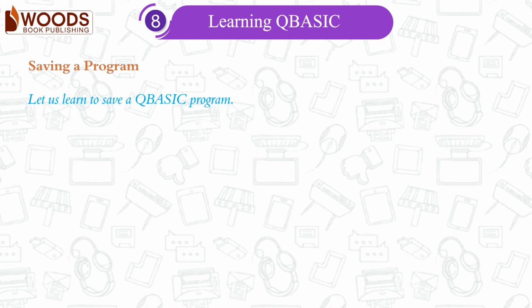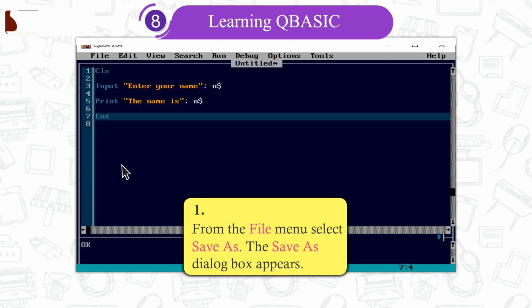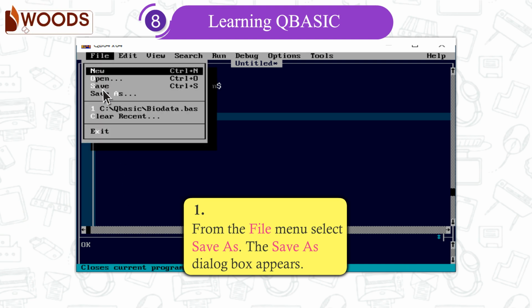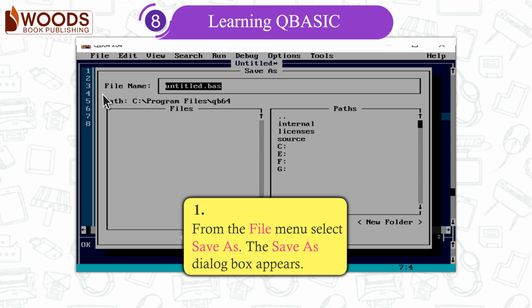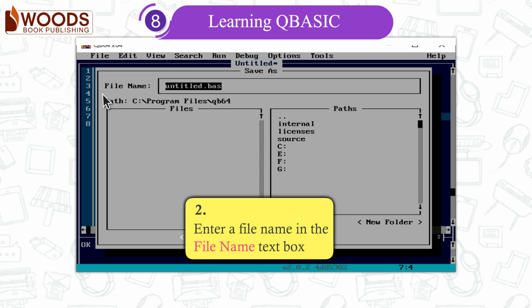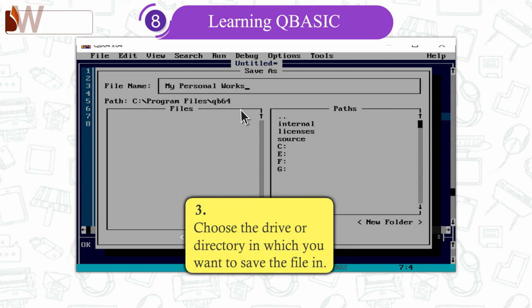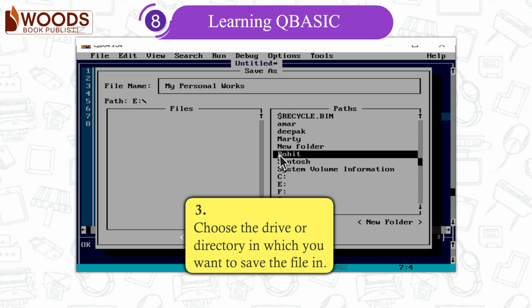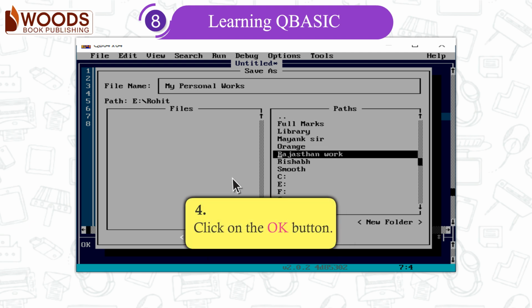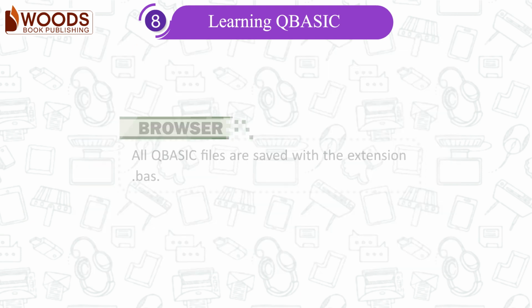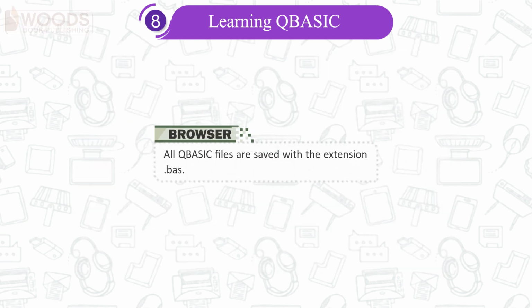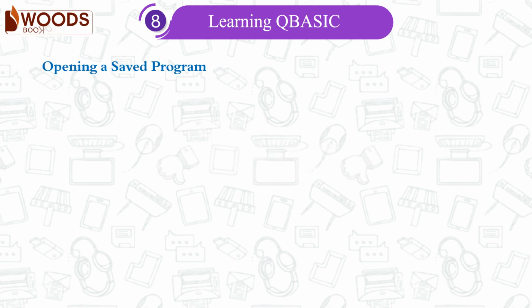Saving a program. Let us learn to save a QBasic program. 1. From the File menu, select Save As. The Save As dialog box appears. 2. Enter a file name in the File Name text box. 3. Choose the drive or directory in which you want to save the file. 4. Click on the OK button. Note: all QBasic files are saved with the extension .bas.